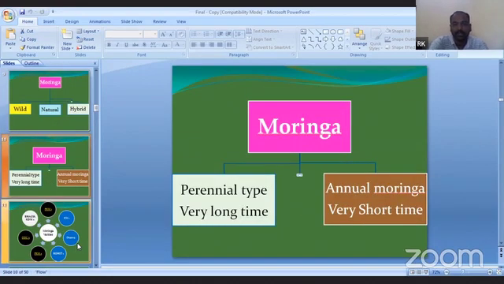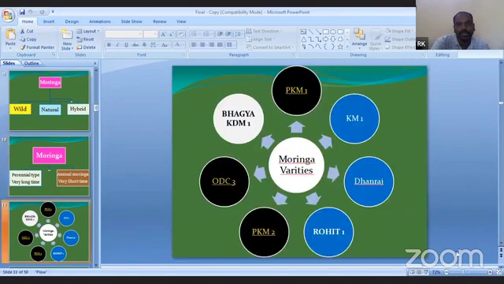Next. So now we know about Moringa. Moringa has a perennial type, which is a very long time. Another is annual Moringa, which is a very short time. Next, we have discussed that.